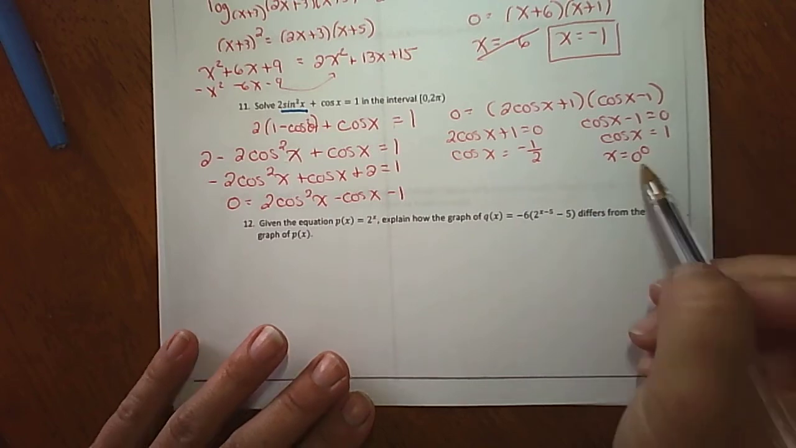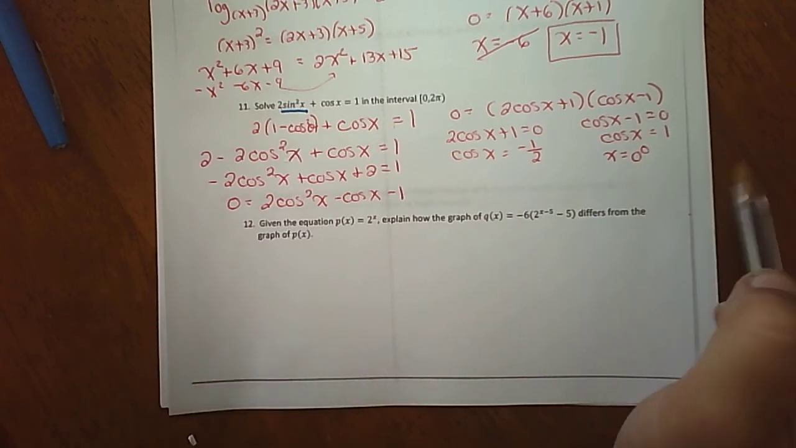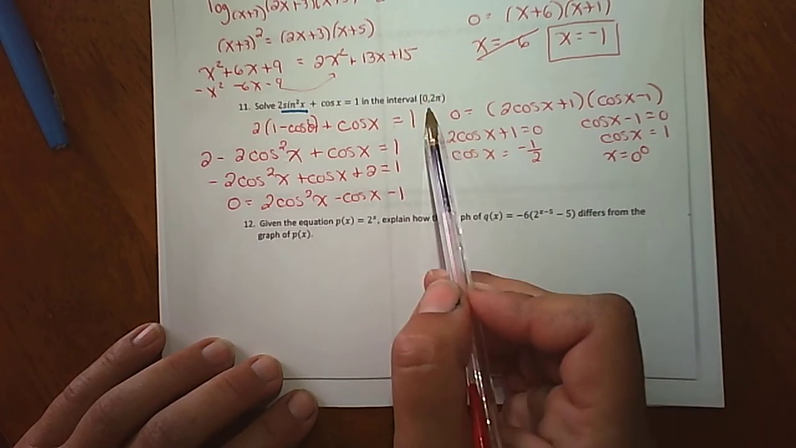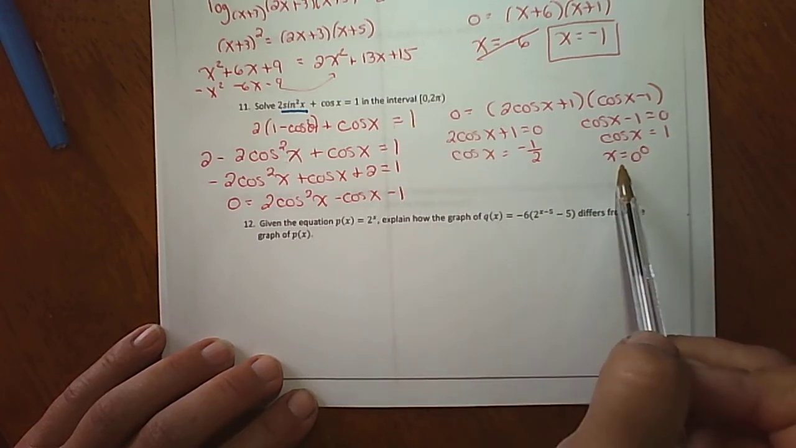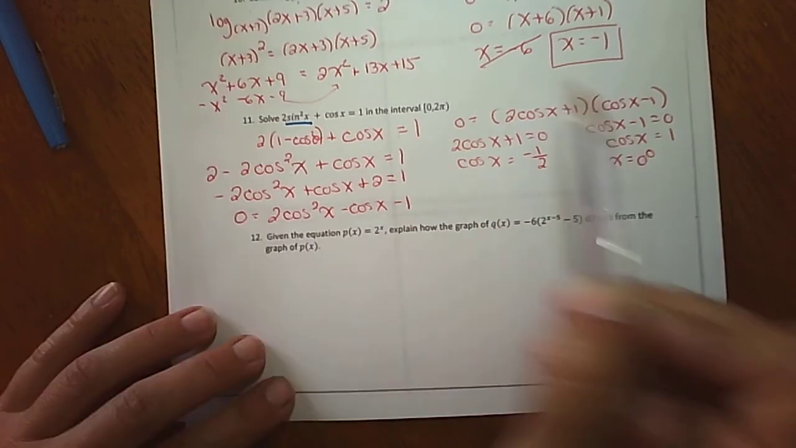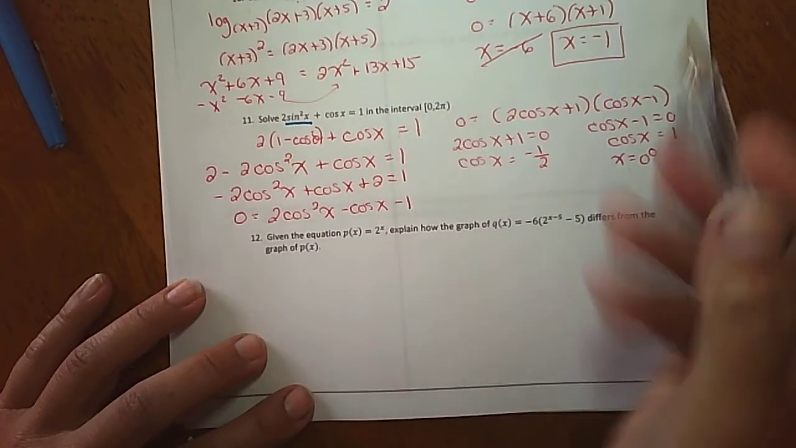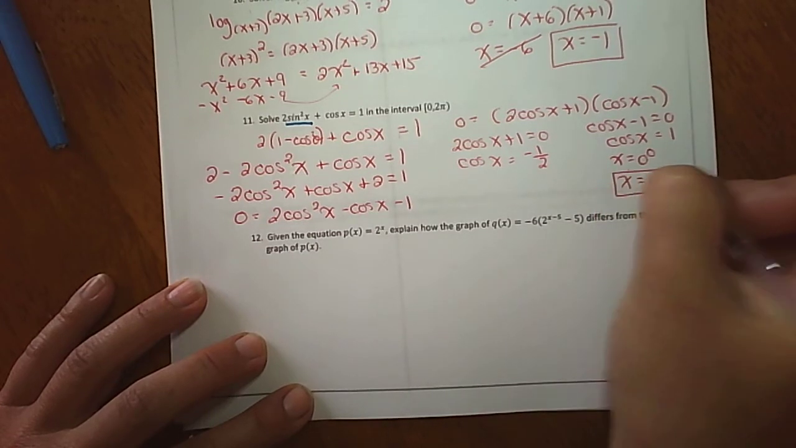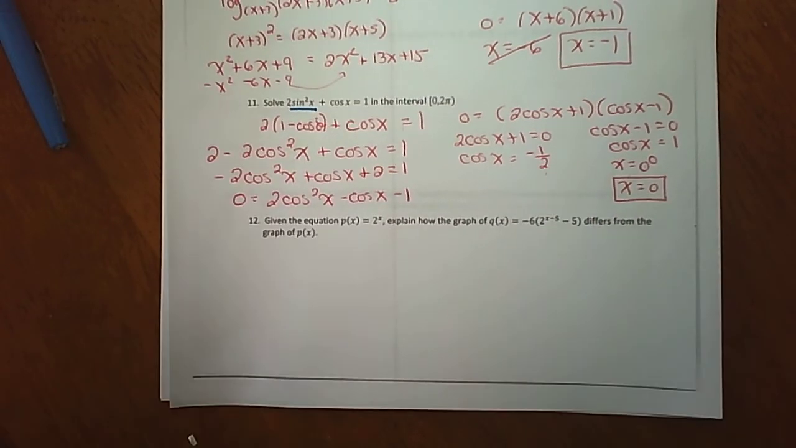Now, if you get 0 degrees, it means 360 is also possible. So look at the interval. If it's a solid bracket, you have to put 360. Soft bracket means no 360, right? And they want us to write this in radians. So I'm not going to write 0 degrees. I'm just going to write 0. So that's that part. Now, a half.